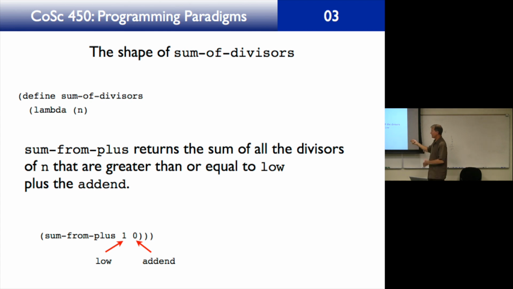So tell me, if this is the specification of sum from plus, then what is sum from plus 1, 0 going to return? It's going to return all the what? It's going to return the what? The sum of all the divisors of what? Of n that are greater than or equal to what? 1 plus what? Zero.